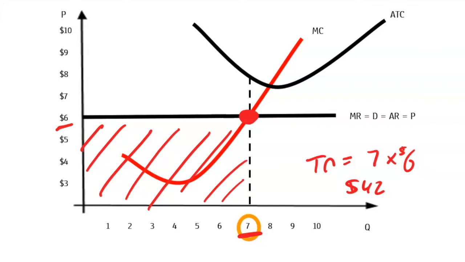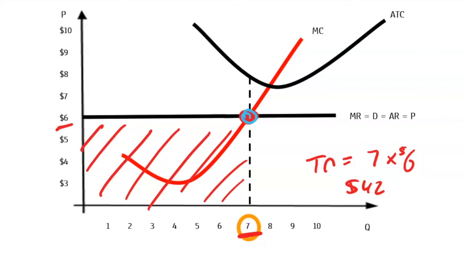And so when that happens, and we'll do this in light blue, remember, we don't go to the minimum of the ATC, because if we went to the minimum of the ATC, that would imply that this firm is producing 8 units. Well, we know that that is not true. So what are we going to do instead?